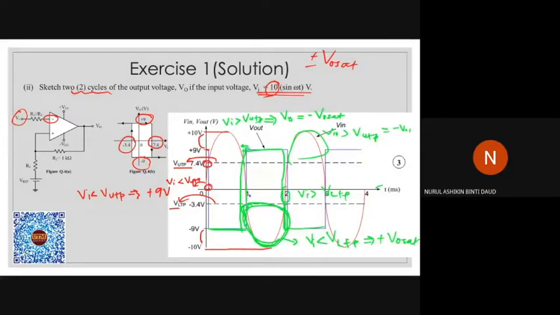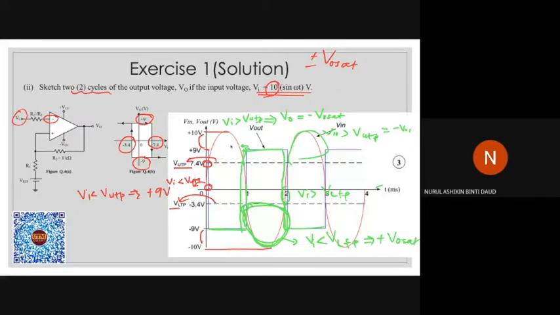For example, this is the first cycle, kan. This is the first cycle and this is the second cycle. So for your output graph also, please draw both two cycles. Jangan draw only one cycle. Okay, if the input signal is given to you as only one cycle, then for your output signal, you need to draw one cycle. But if the input signal is given to you as two cycles, so the output waveform also you need to draw two cycles.